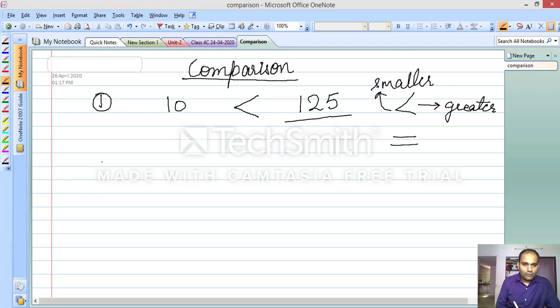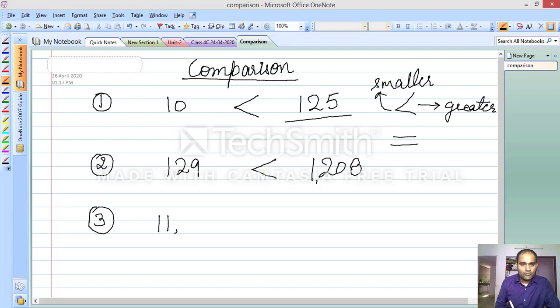Okay, come to the second example. Here is 129 and here is 1208. Ones, tens, hundred, thousand. 1208. Now you tell me which number is greater? Yes, 1208. Okay, let's take one more example.